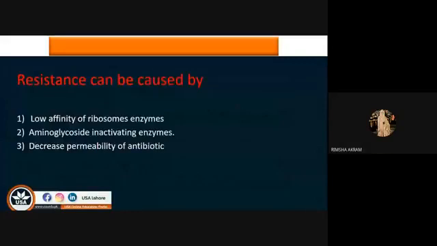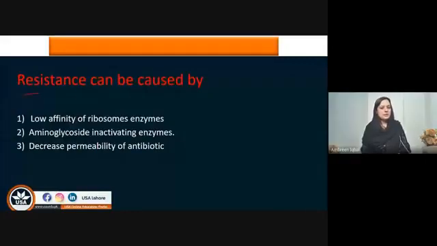Okay, ma'am. The next is resistance. What is resistance? This is the resistance and tolerance that is shown by the bacteria. We said there are certain types of strains of the bacteria that show resistance, like these bacteria are going to show resistance by showing low affinity to ribosome.